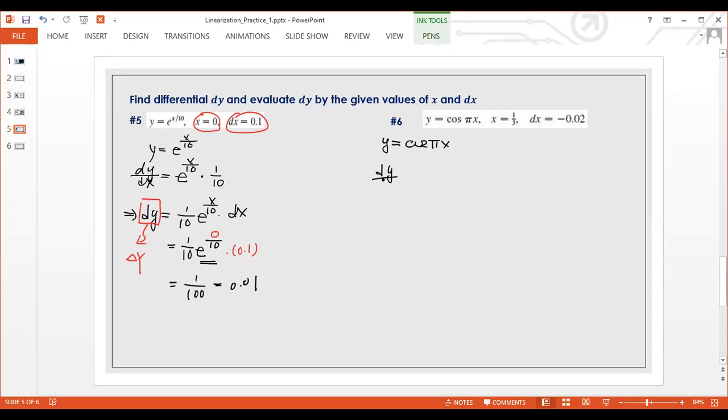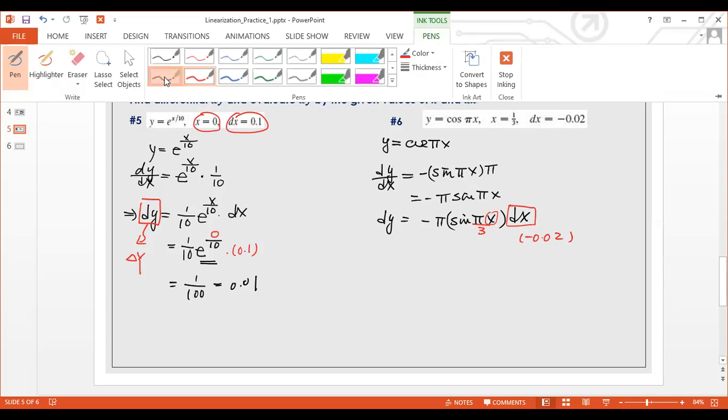If you take the derivative of both sides, we know the derivative of cosine is negative sine, pi x, and then times what? Times pi here, right? So you can put it this way, it's better so you won't get confused. And then dy will be negative pi sine pi x dx, right? So now let's plug in the values we know. The dx is negative 0.02. Then the x here is 1/3, so this will be pi over 3.